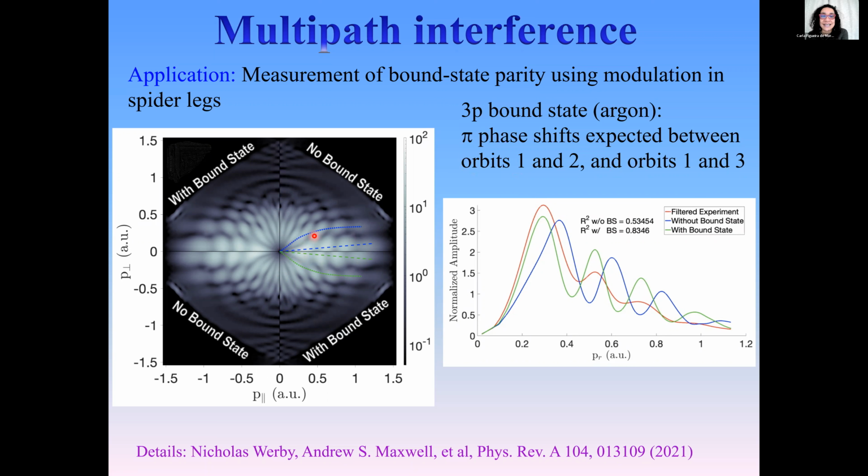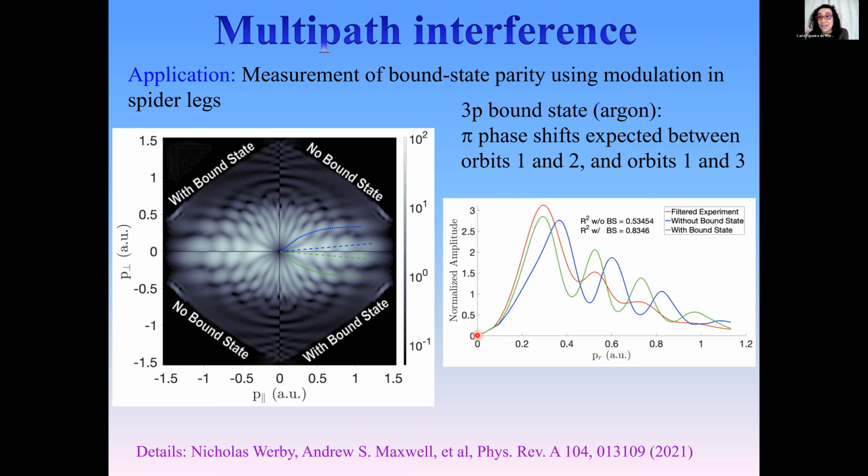So these lines are the computations with bound state and without bound state, and then you can see also what you have from the experiments, and you really see that you have these phase shifts, and when you include the bound state, you start to have an agreement. The interference maximum and minimum match.